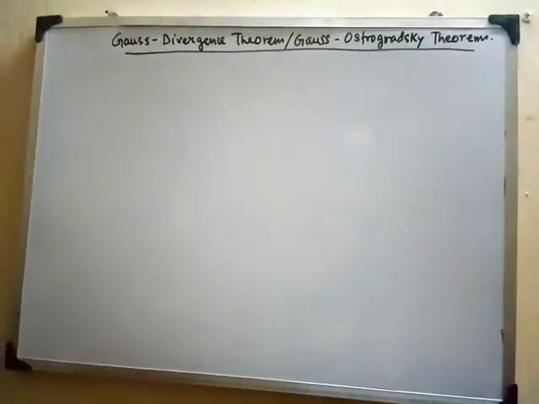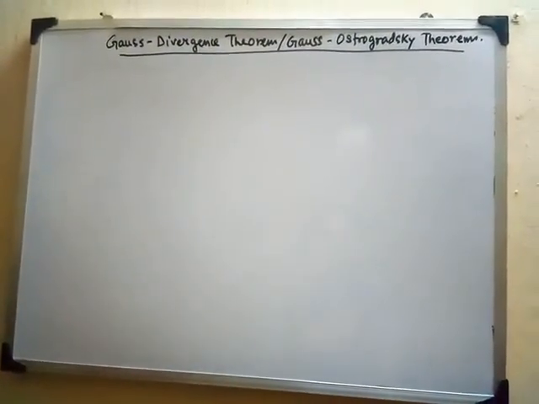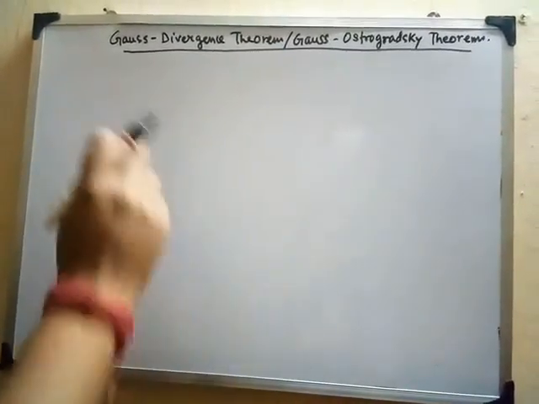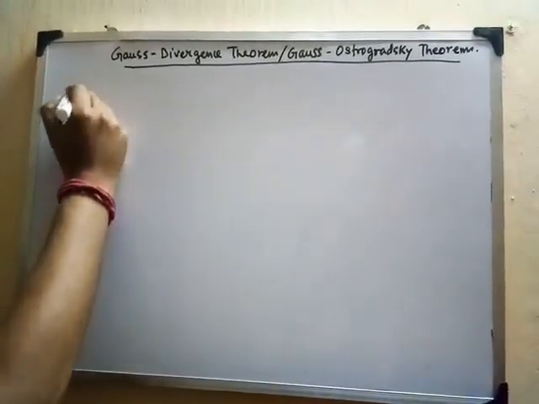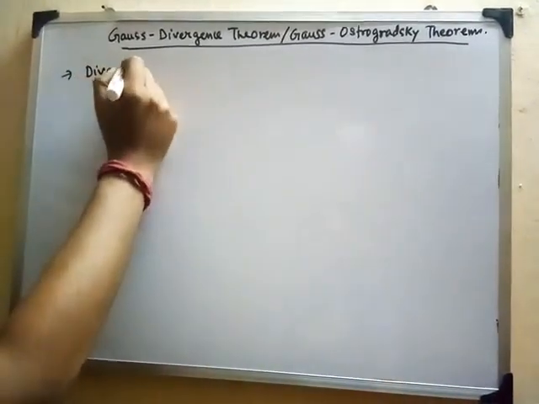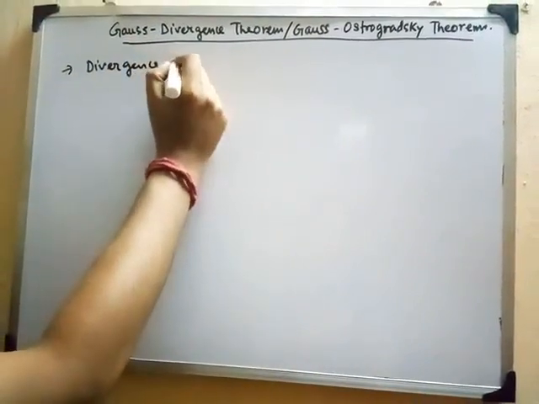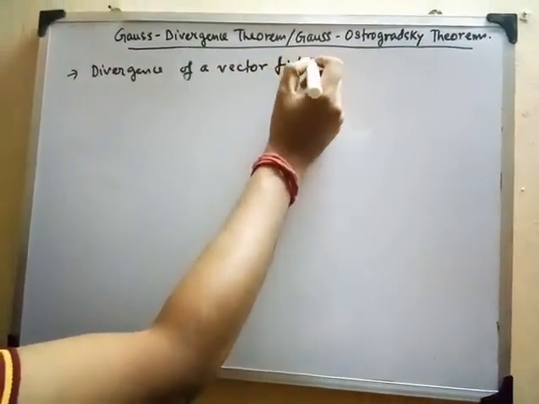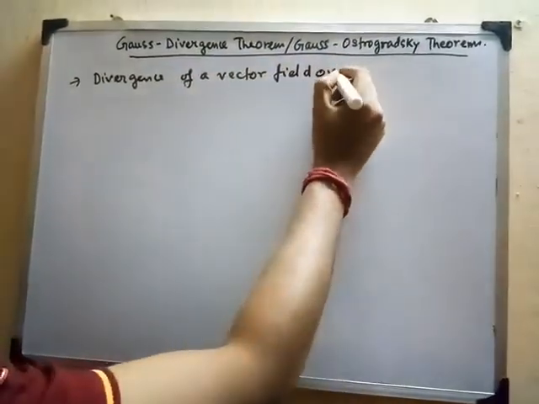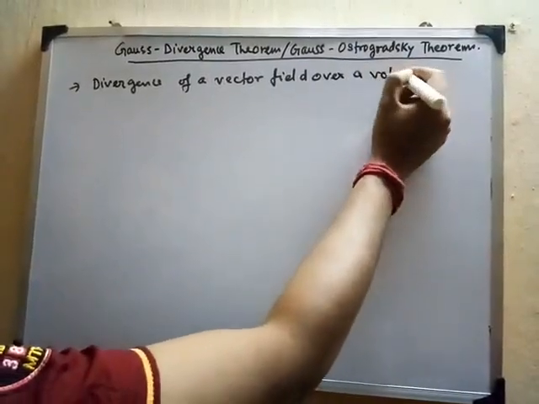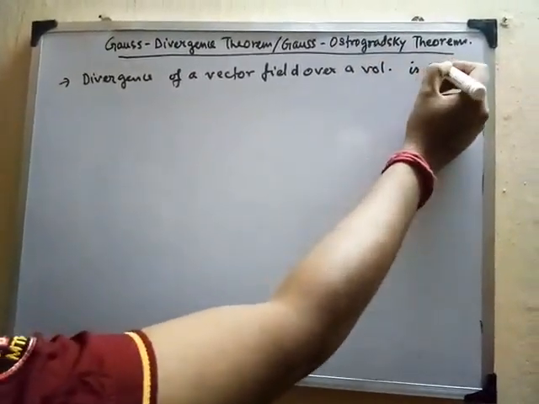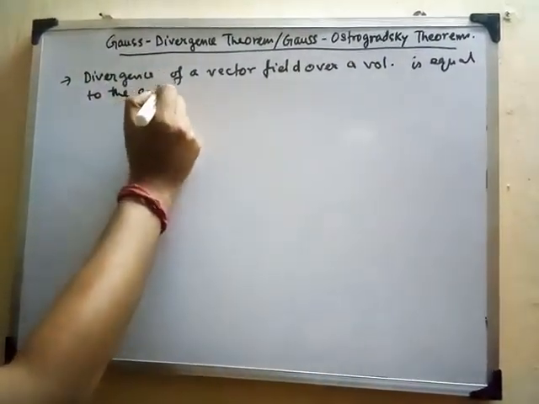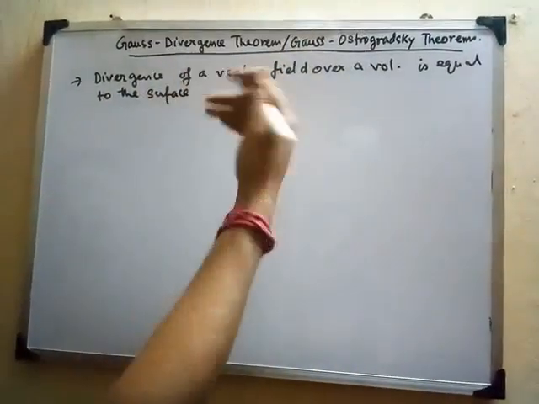So we are going to discuss this Gauss Divergence Theorem, and possibly we will also prove how this theorem stands valid. So first let us see what the theorem states. This theorem states that the divergence of a vector field, any vector field it may be, over a volume, any volume, is equal to the surface integral we have already discussed in our previous classes.